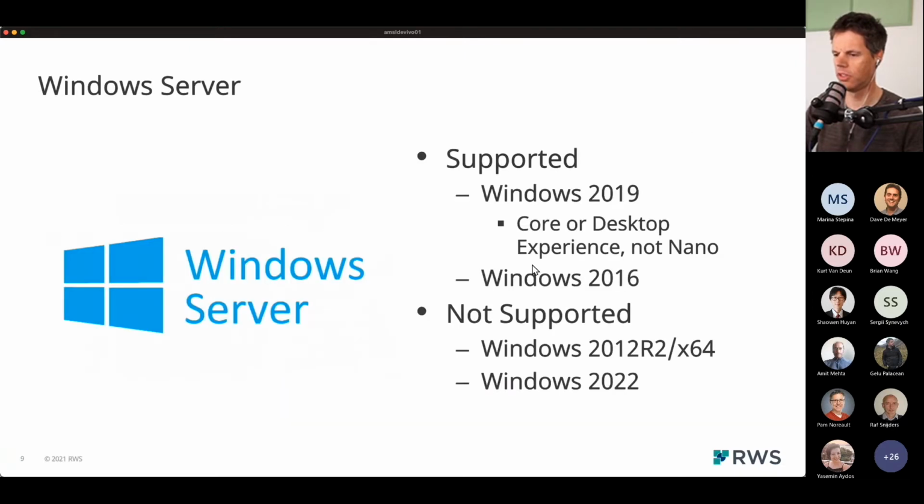For Windows Server, we still support Windows Server 2019, the core or desktop edition, but not the nano one, so that still remains the same. And we also still support Windows 2016. Microsoft just released Windows 2022, but we didn't have any time yet to validate that everything is working. So at the moment it will not be supported, but it might change over time, maybe next year. Currently we're not supporting Windows 2022.